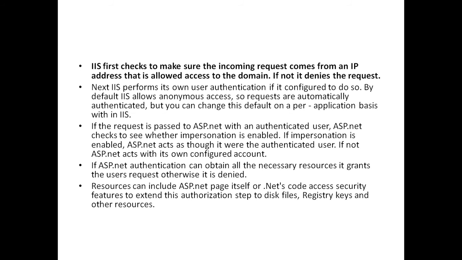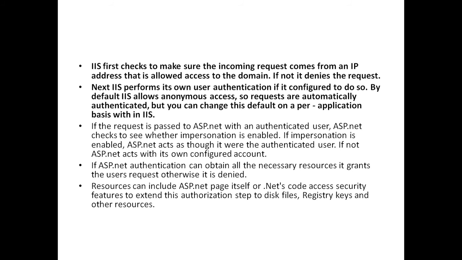IIS first checks to make sure that the incoming request comes from an IP address that is allowed access to the domain. If not, it denies the request. Next, IIS performs its own user authentication if it is configured to do so. By default, IIS allows anonymous access, so requests are automatically authenticated, but you can change this default on a per application basis within IIS.